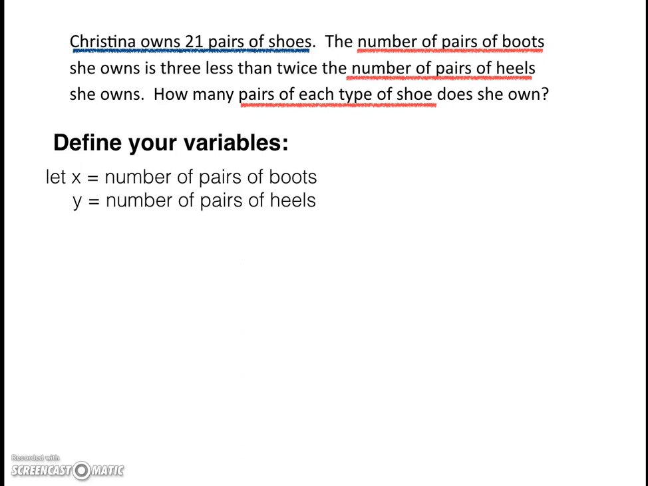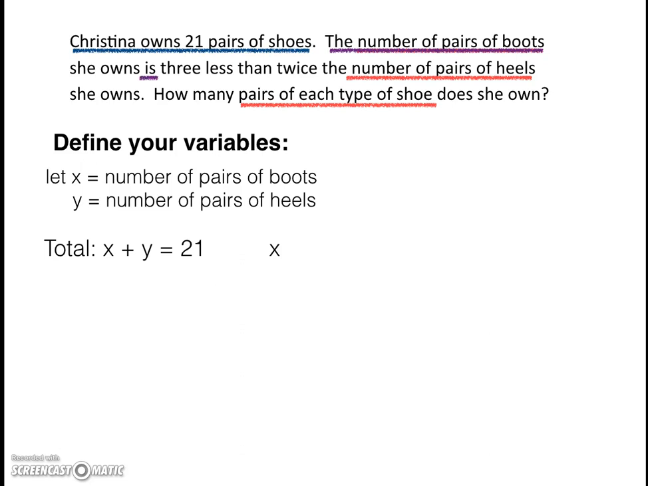In this first sentence, we have a total of 21 pairs of shoes. So that's going to be x plus y equals 21. And then as we read carefully through the second sentence, we're going to translate this sentence into a mathematical expression. So we have the number of pairs of boots. That can be represented by x.